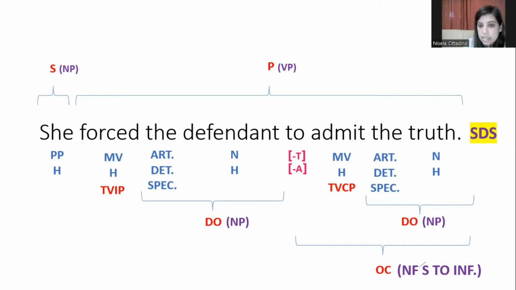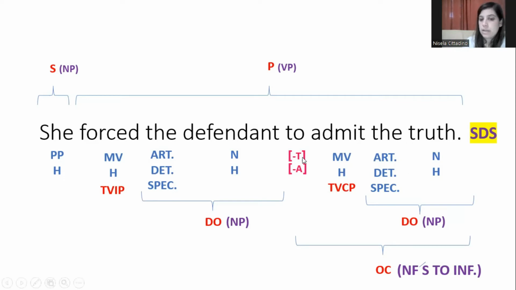Now let us get inside the clause. She forced the defendant to admit the truth. So to admit the truth is the objective complement. It adds essential information about the object of the sentence. They forced the defendant to do what? To admit the truth. That is the objective complement. And to admit the truth is a non-finite clause, to-infinitive, as we can see here. It's very important that you mark it in this way. So let us get inside the clause and analyze it.